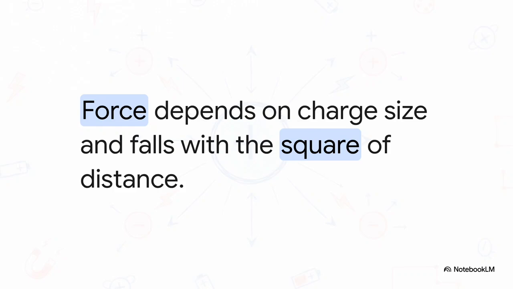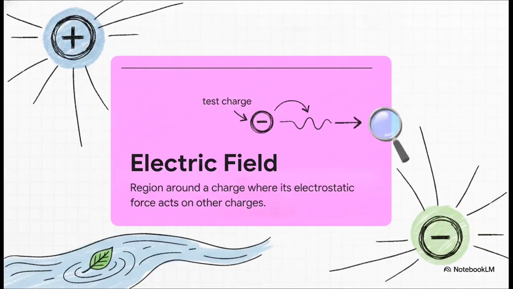This inverse square rule is actually quite similar to how gravity works. The farther away you get, the pull drops off dramatically, scaling by the square of the distance rather than just a straight line. But wait, how does a charge even know another charge is there in the first place? The answer is the electric field.